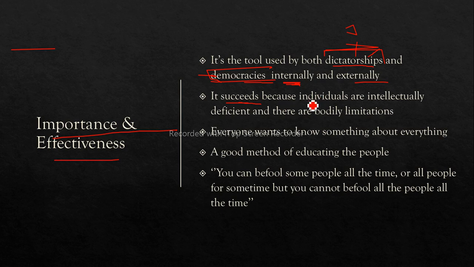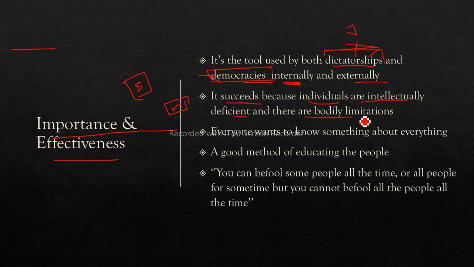And it succeeds for two reasons. First, individuals, usually the public, are intellectually deficient, in the sense that if there is a certain issue, people are usually not really interested in it personally, but everyone of us wants to know what the scenario is. Take the economic crisis of Pakistan. Some of us know what is actually happening, but economics is a dry subject and we are not so interested in it, yet we want to know what's happening. So we depend upon others to feed us the required information.